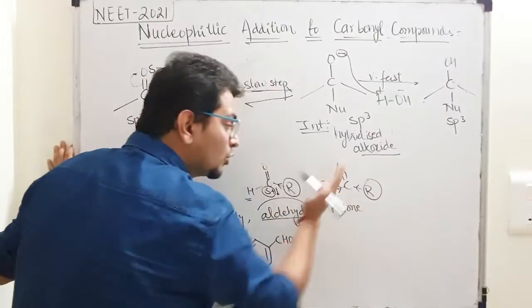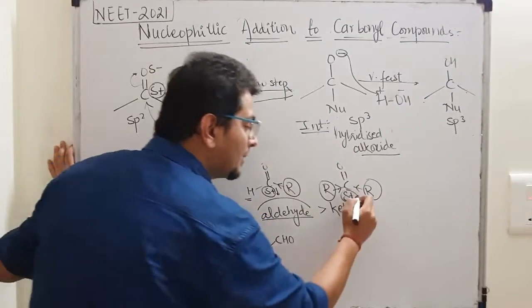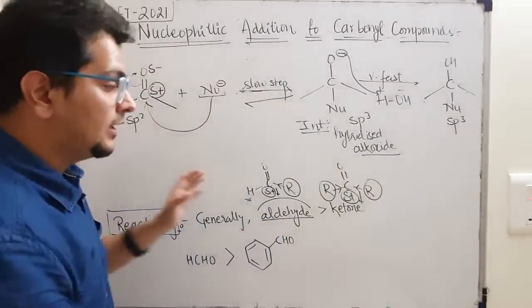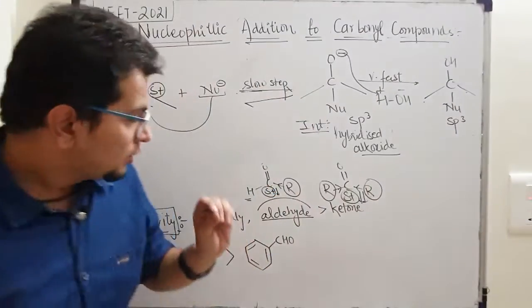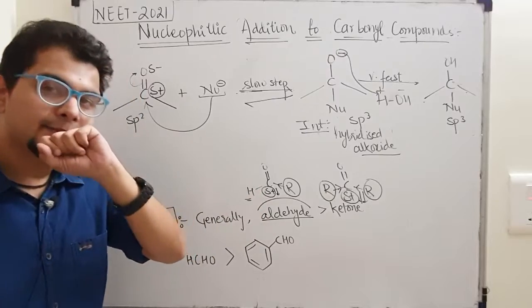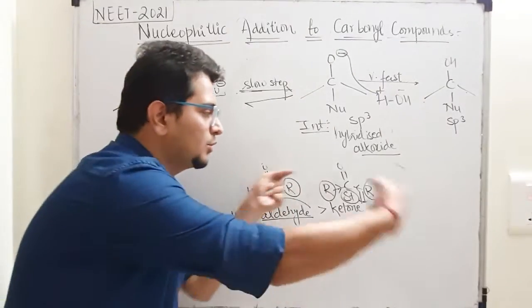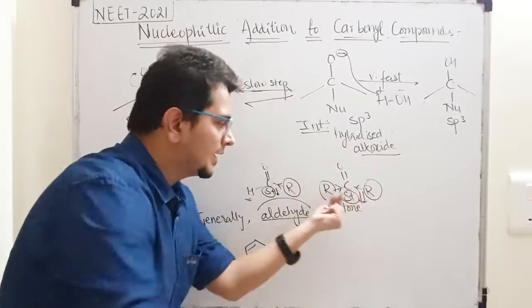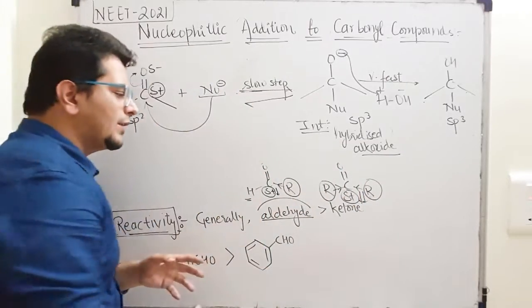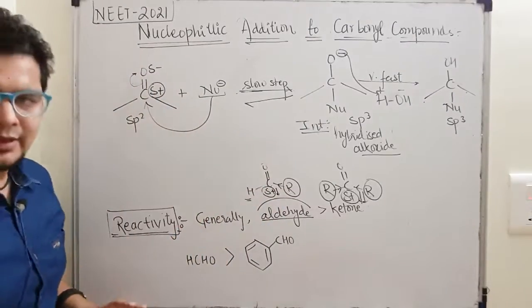Here two R groups are giving electron density towards carbon, so the delta plus will decrease even more. So out of these two, which has more delta plus is the aldehyde, because only from one side is electron donation happening. Here from two sides electron density is there, that's why the delta plus is lesser. The nucleophile will be able to get attracted here more. So that is the second reason given to us.